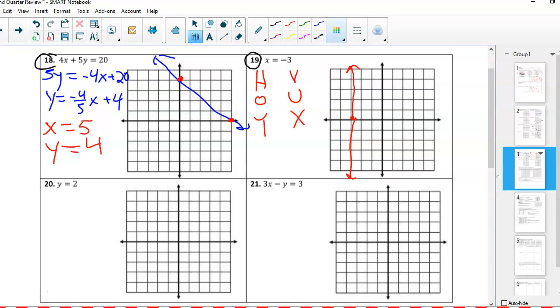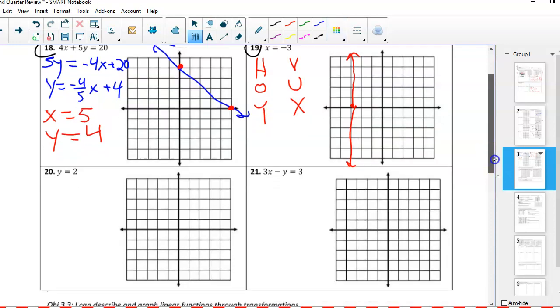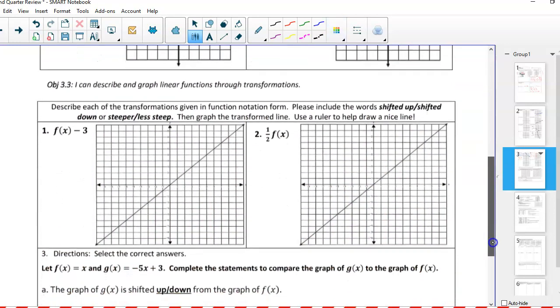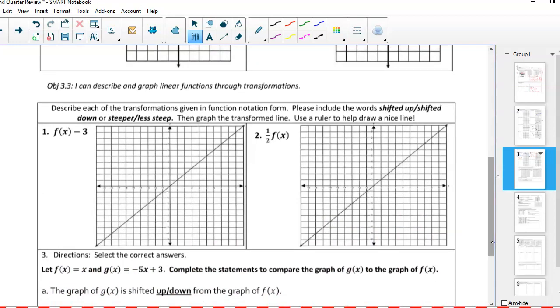Do we have any questions on the graphing section? So the next section was your transformations. We're going to do all of the transformation ones because that was the most missed section on that test.